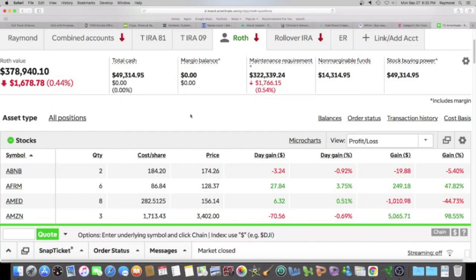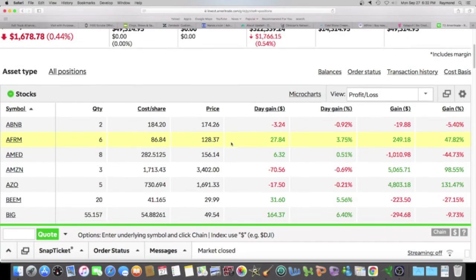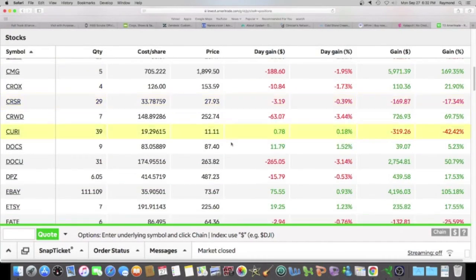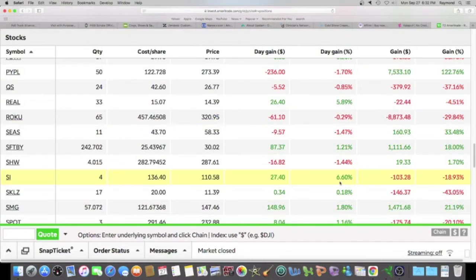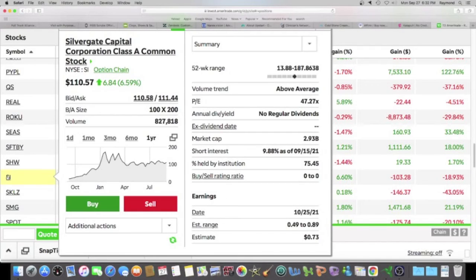But today was a iffy day. You had to be in the perfect stocks to make money today. Most of my stocks I lost. Let's talk about my best performing and least performing stocks of the day. So my best performing stock is right here. Let's scroll down. And I'm up 6.60%. I made $27.40. The stock ticker is SI. And the name of the company is Silvergate Capital.